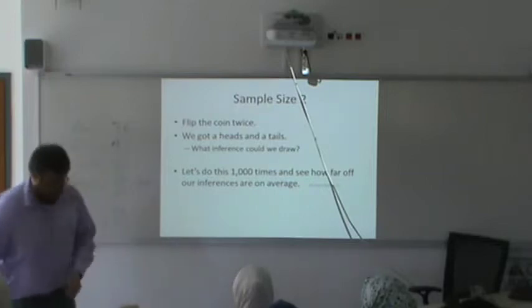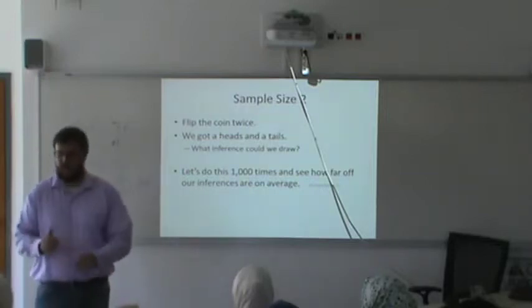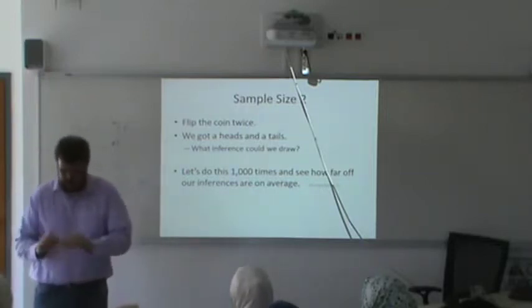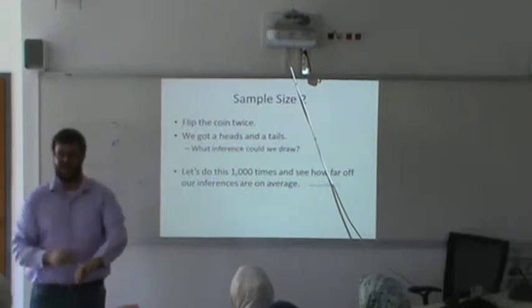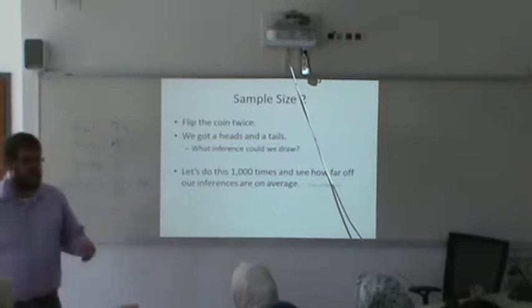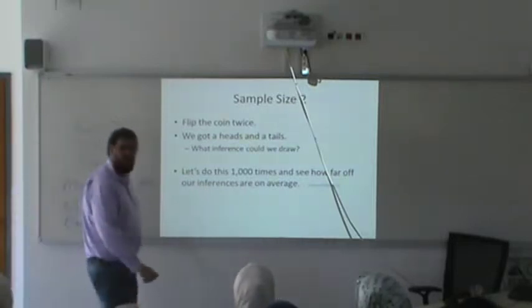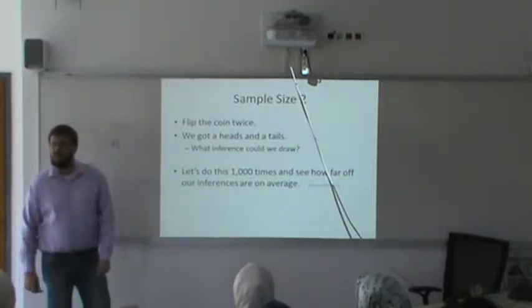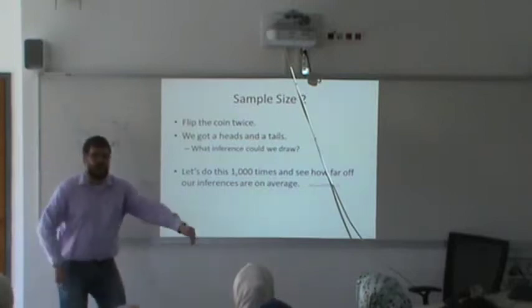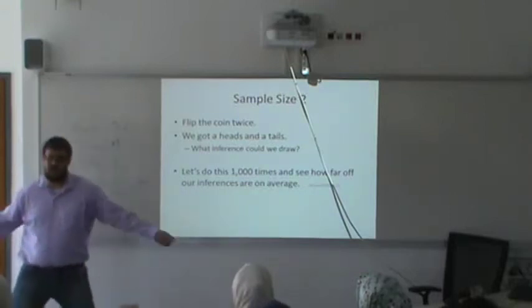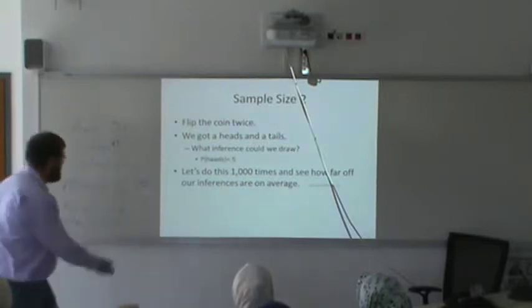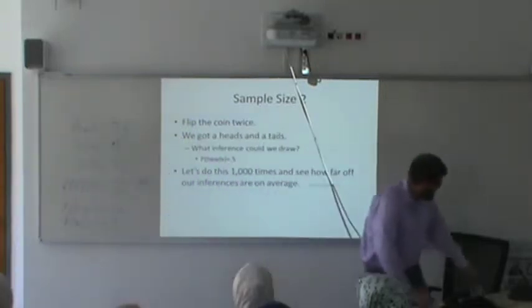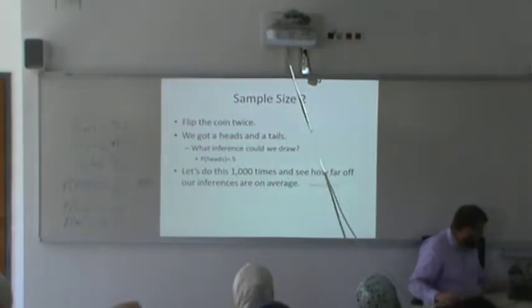That's pretty pathetic. So let's do it twice. Flip the coin twice. Heads. Wow, it actually worked out just like this time. Heads and tails. So what inference could we draw? We had heads once, we had tails once. What's the probability of getting heads? 0.5. Great. Let's do this 100 times and see how far off our inferences are on average.